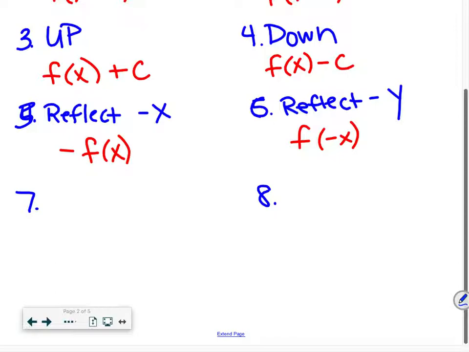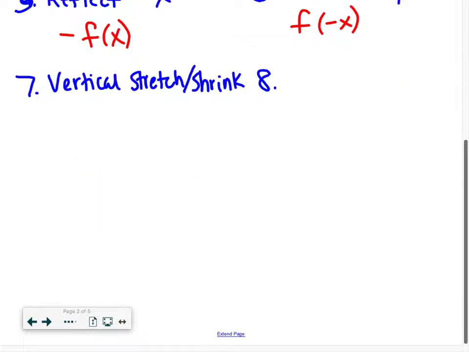Okay. Mary Kate, what about our vertical stretch and shrink? I said whole numbers make it a vertical stretch. Okay, and fractions make it shrink. And where is that number? Is it on the outside or the inside of the function? Outside. Good. So for a vertical stretch or shrink, we're going to have a number multiplied to the outside of our function.